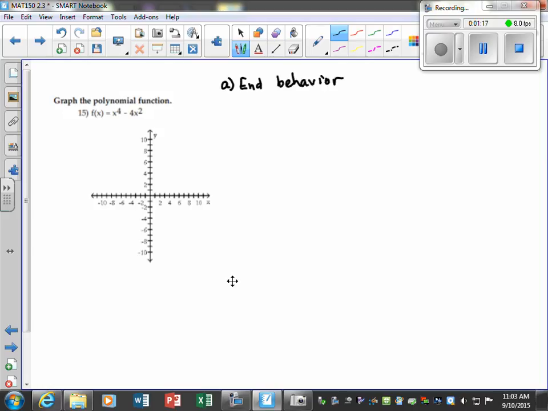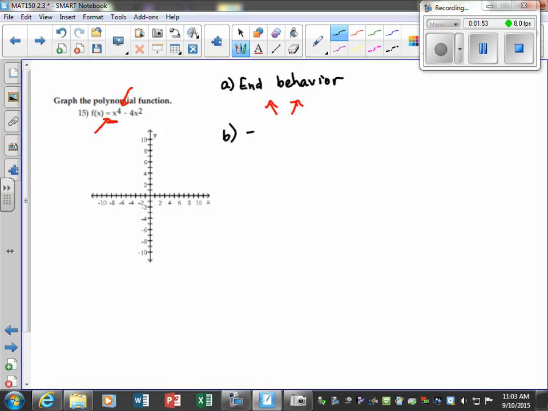Okay. End behavior, if we have x to the 4th minus 4x squared, what's the leading term? X to the 4th. And my exponent is even, so it means we either both finish up or both finish down. I look out front and it's a positive 1, right? Positive 1. So if it's even, will it finish up or finish down? Finishes up. Good. So that's going to be my note to myself. Finishes up, because it's even and it's positive.